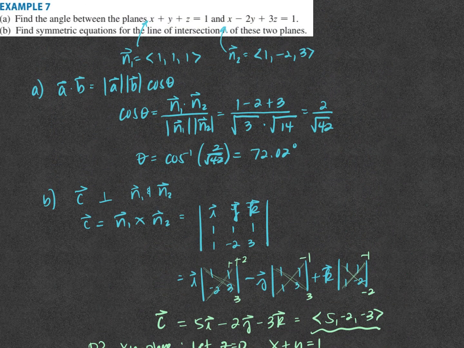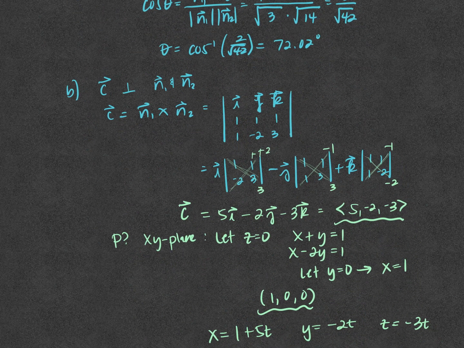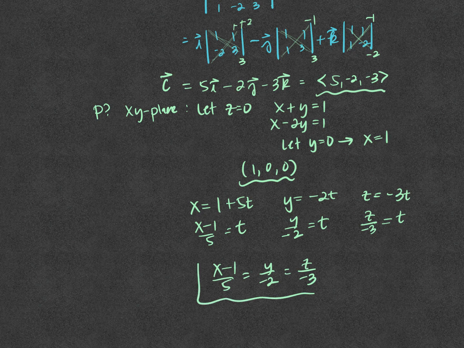Now the directions tell us to find the symmetric equations. So that means we need the three equations that are equal to each other. Let's solve for t: t equals x minus 1 over 5, t equals y over negative 2, and t equals z over negative 3. So our symmetric equation says x minus 1 over 5 equals y over negative 2 equals z over negative 3. So that's one of the symmetric equations we can find.